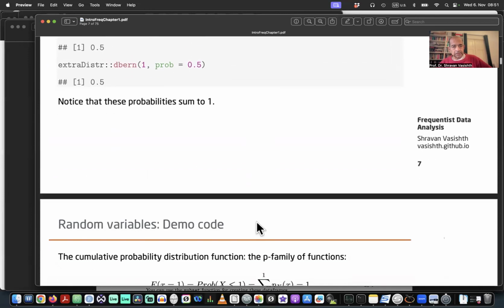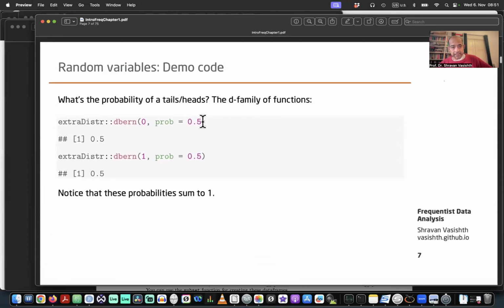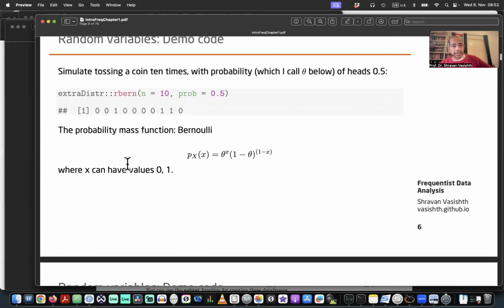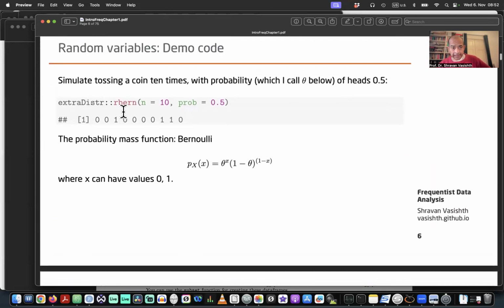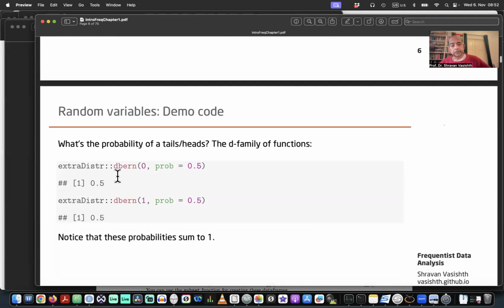Here, right? So this is an example of a single trial and how I can compute the probability of getting a 0 or a 1 using a built-in function in R. This is the dbern function. And I can generate random data from a Bernoulli process using the rbern function, okay?